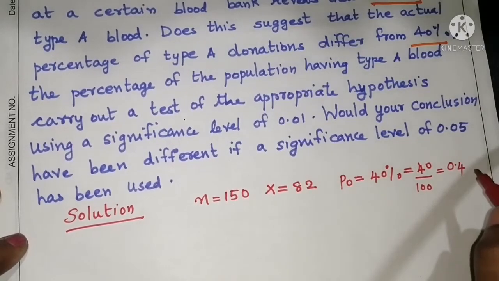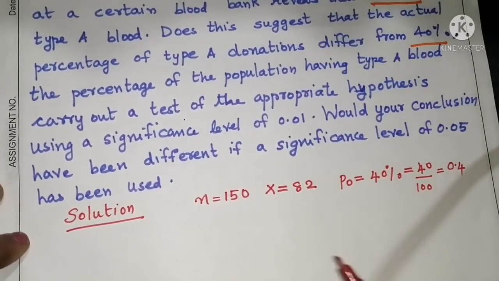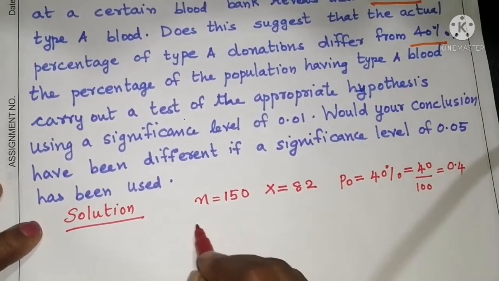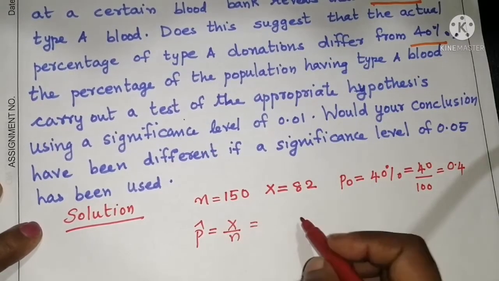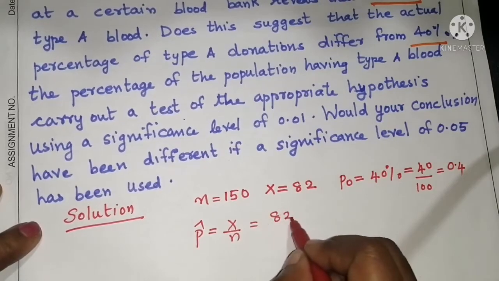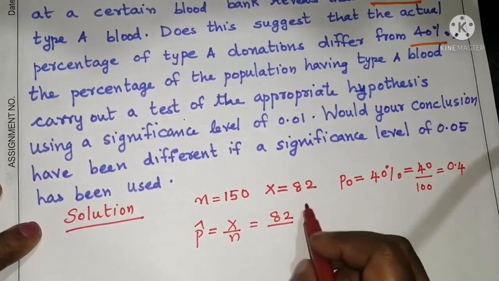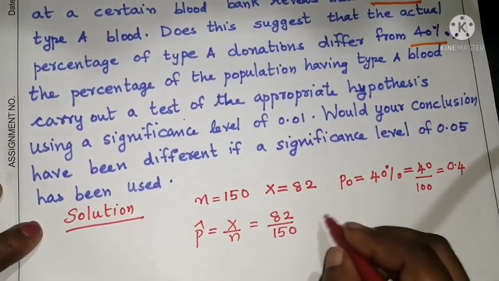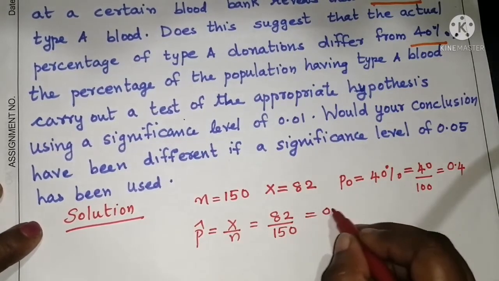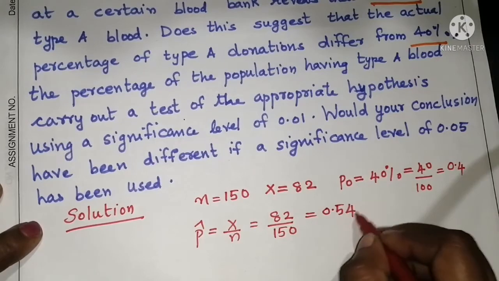equal to 0.4. Now we have to find out P cap. P cap equal to x/n, that is equal to 82/150. X is the number of favorable condition, which is 82, and n equal to 150. So 82 divided by 150 equal to 0.5467.